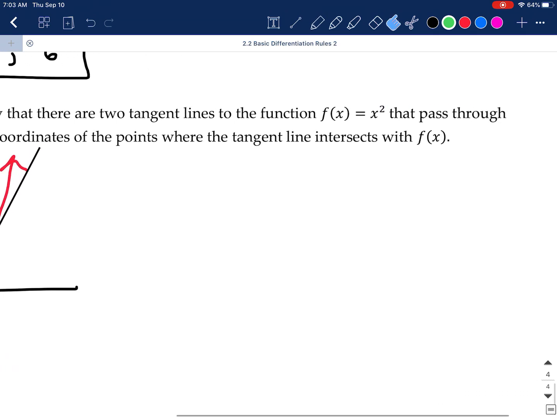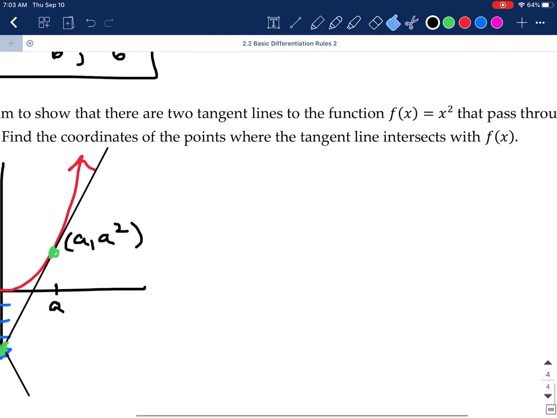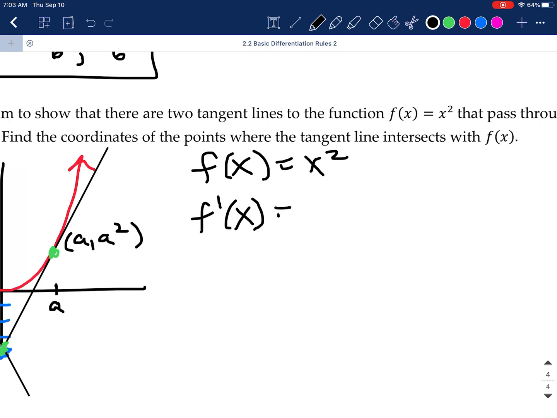So it says find the coordinates of the points where the tangent line intersects with f of x. So the question is what are these coordinates? All right, so let's give them a name. Let's say a, and this is going to be negative a, comma a squared. So we only need that first one, and we can actually find both, I think. So we've got f of x equals x squared, so f prime of x is equal to 2x.